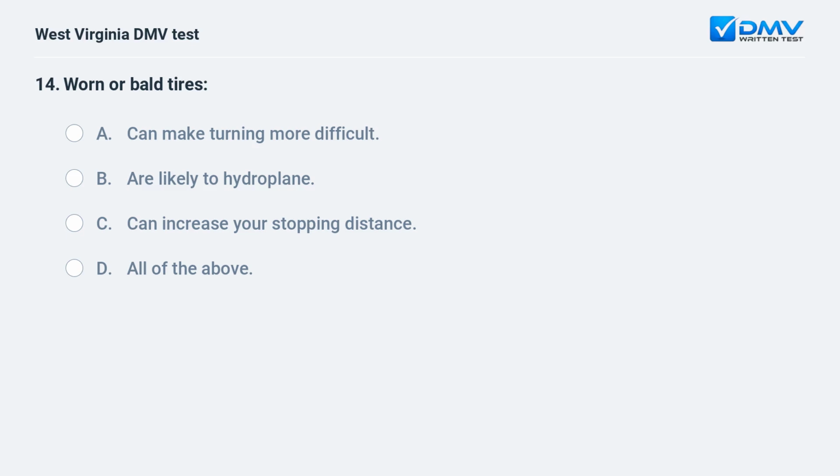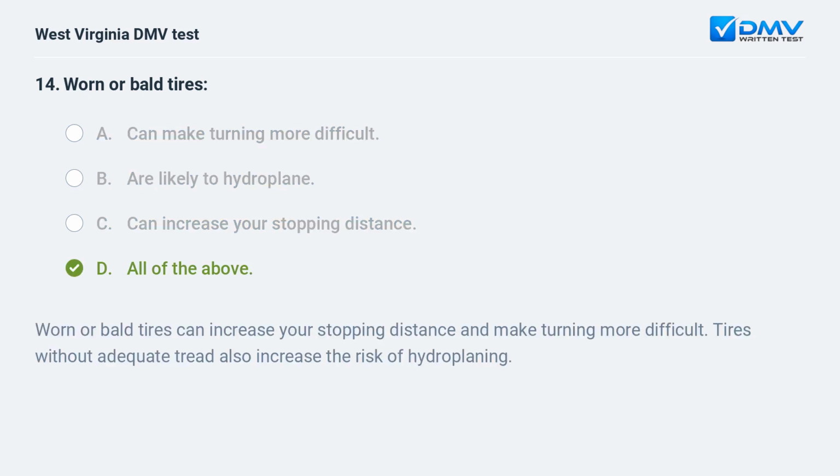Worn or bald tires: A. Can make turning more difficult. B. Are likely to hydroplane. C. Can increase your stopping distance. D. All of the above. D. All of the above.